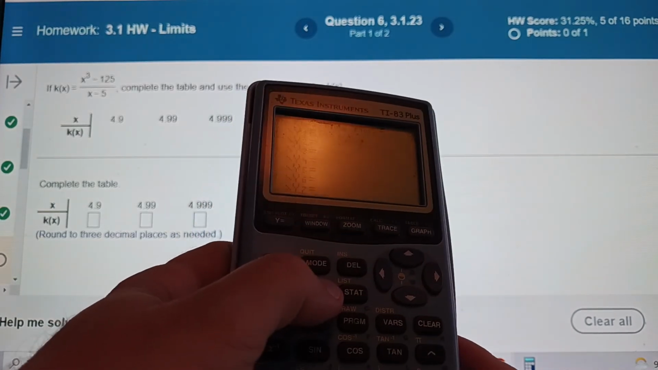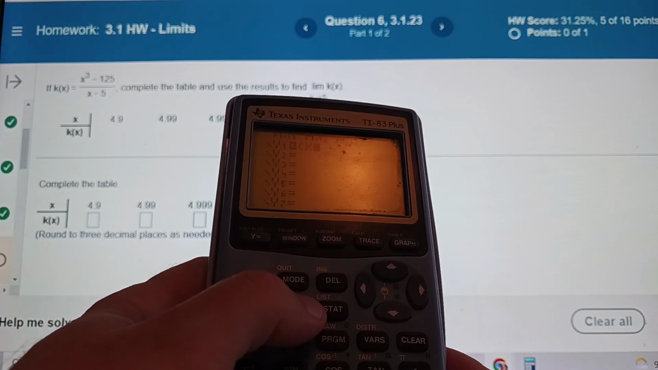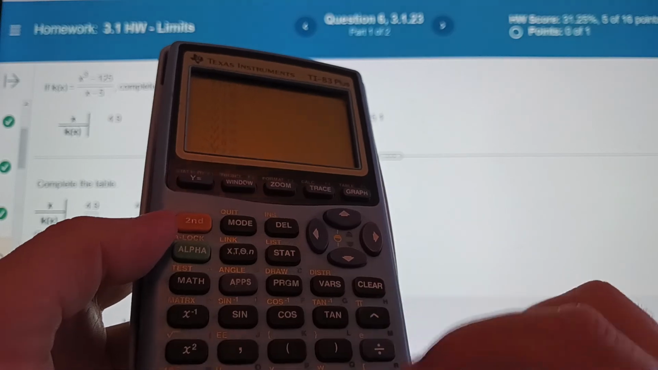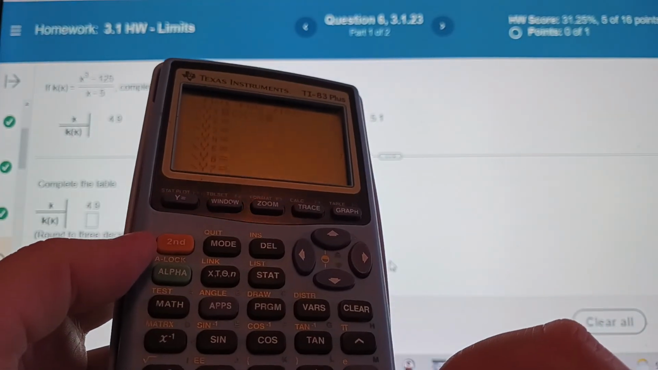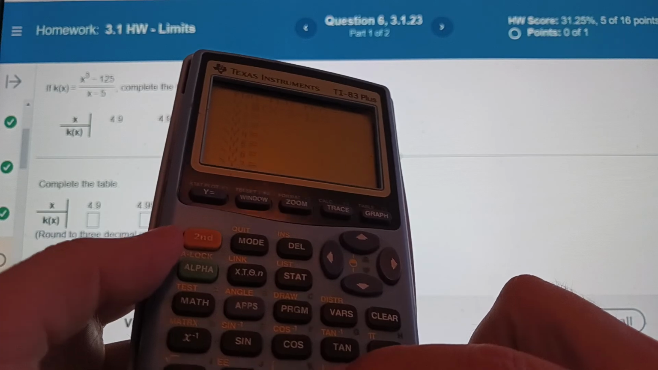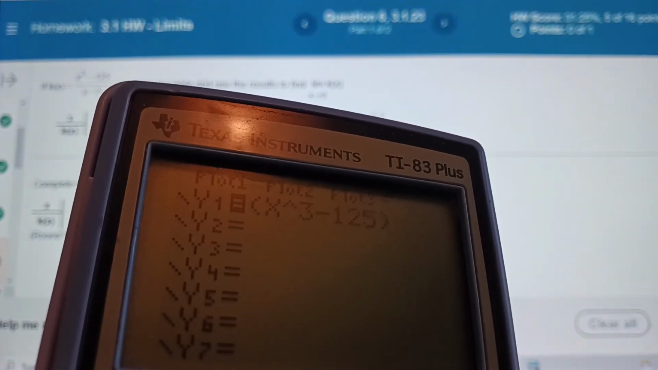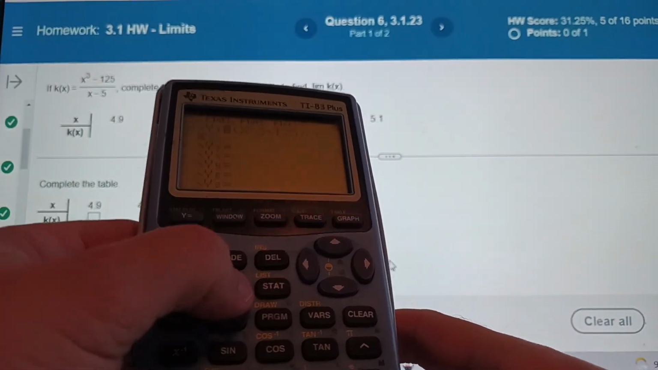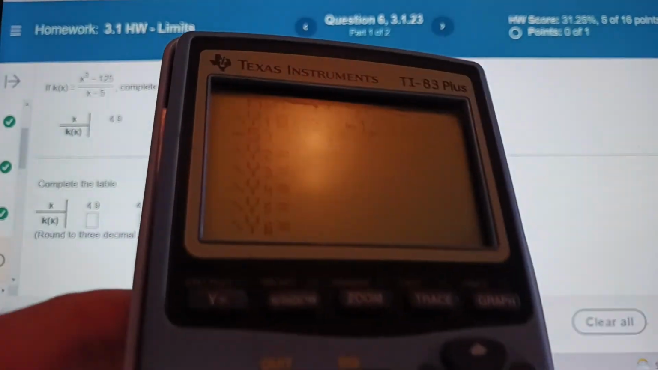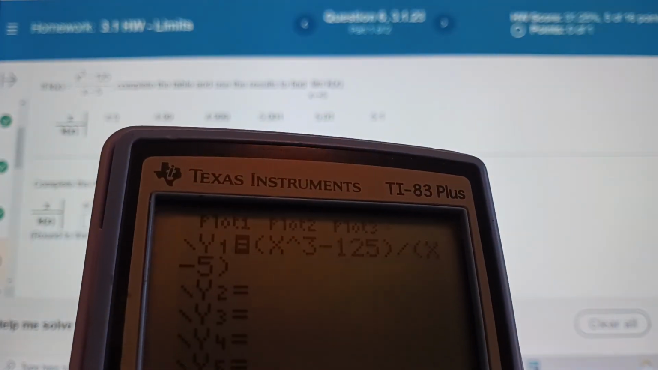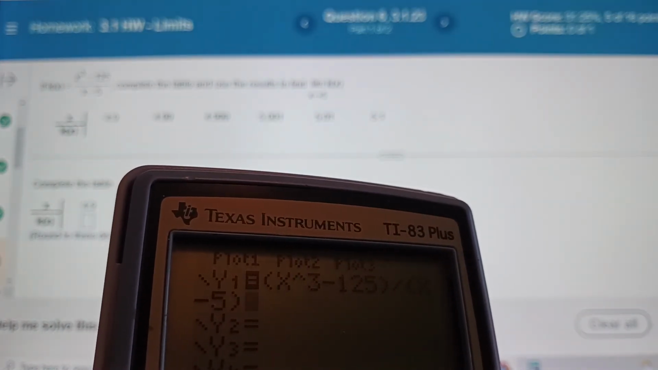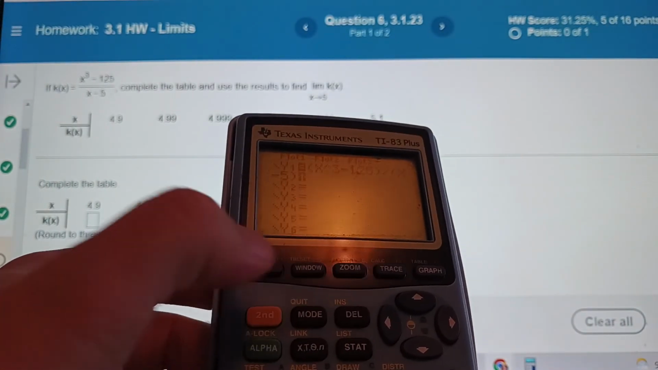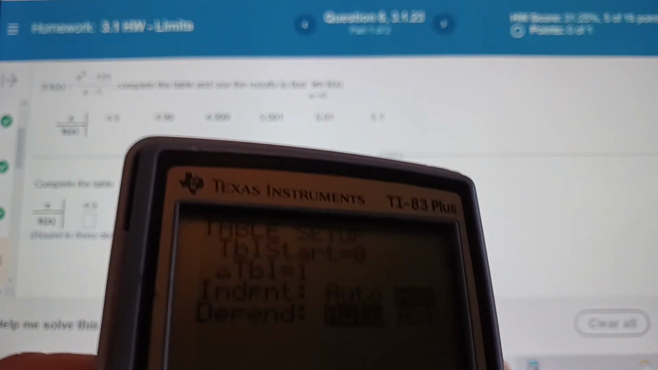Parenthesis, x. X is right next to the alpha key. X raised, the exponent button's right above division, to the third power, minus 125, close parenthesis. So there's the top of the fraction, divided by parenthesis, x minus 5, close parenthesis. So I've put the entire function into my Y1 of my graphing calculator. Then you want to press second window to get to what's called table setup.